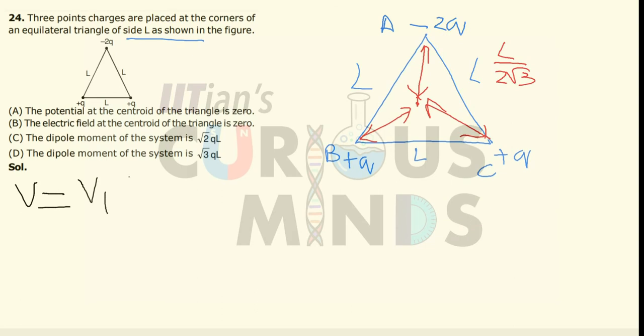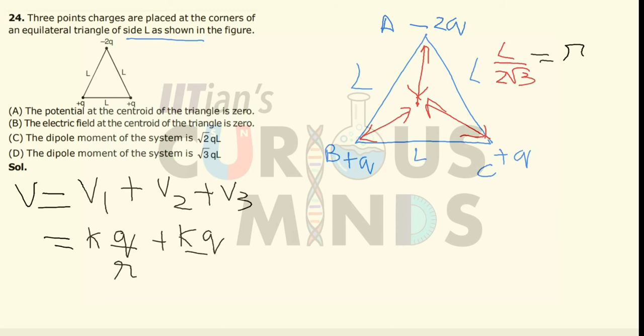Since potential is a scalar quantity, the potential will be the addition of all the individual potentials, which is equal to KQ divided by R, where R is L divided by 2 root 3, plus KQ divided by R due to the second charge. Now this is due to B and C, and due to the third charge it is equal to minus K2Q divided by R, since the charge is negative. If you calculate this value, it will come out to be 0. So option A is correct, the potential at the centroid will be equal to 0.